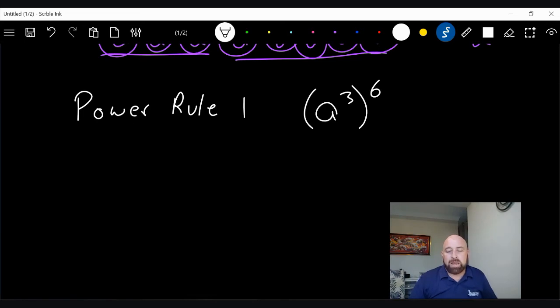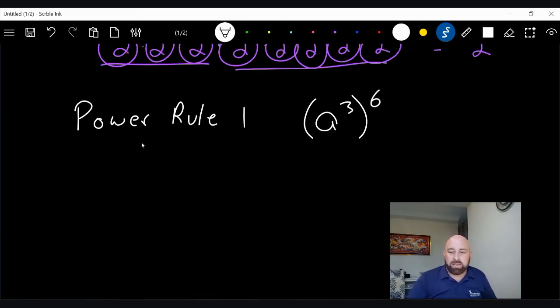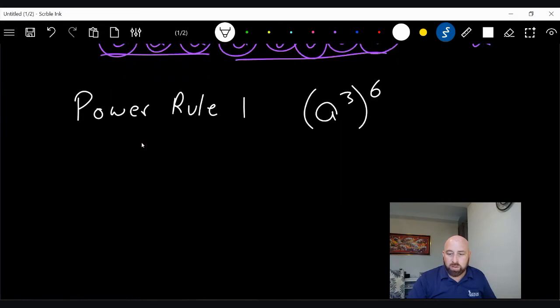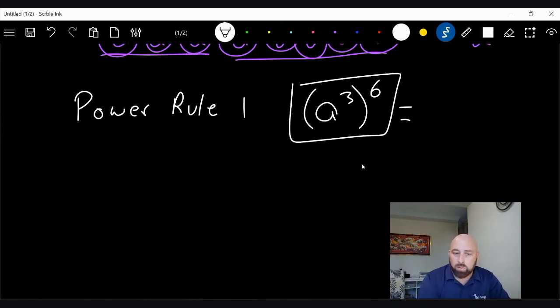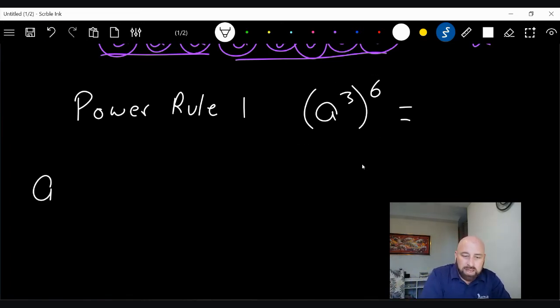Okay? Well, in this, what we realize is that we add, but now here's something that's going on. It's a little bit different. We're not multiplying powers, we're doing a power to a power. So what does this mean? Well, here's what this means. A cubed times A cubed 6 times.